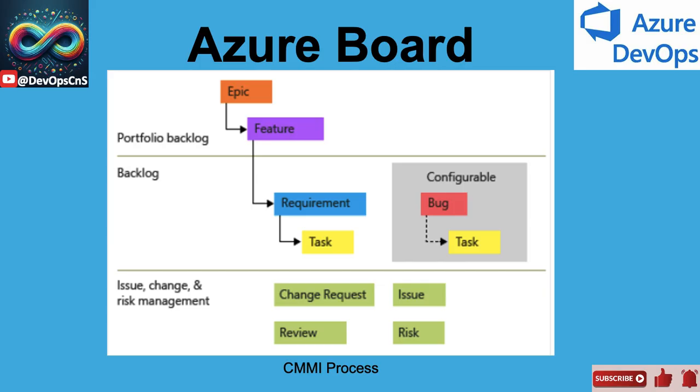Now we will go to Azure Board and create different projects with different processes, and see how we can create the different work items like epics, features, issues, and tasks, and then how we can track them.